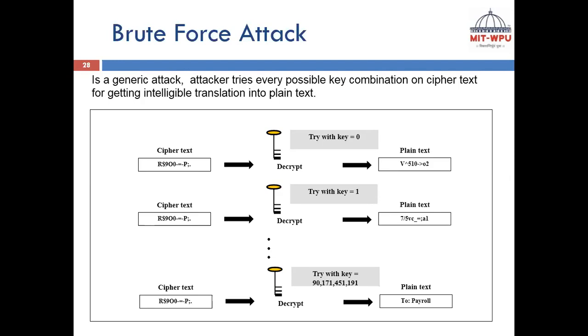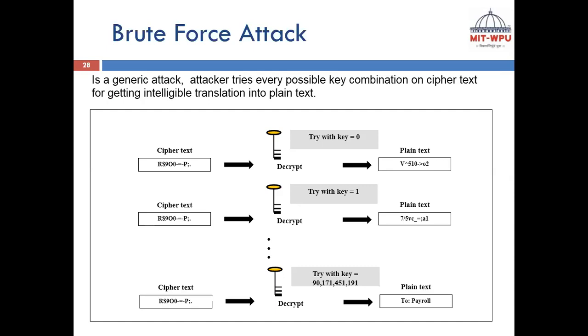That's called a brute force attack. It is a generic attack where the attacker keeps trying possible key combinations on a ciphertext to get a legitimate or intelligible translation into the plain text. In this diagram, you can see that they tried key 0 and key 1, but they didn't get any fruitful output, meaning a meaningful output.